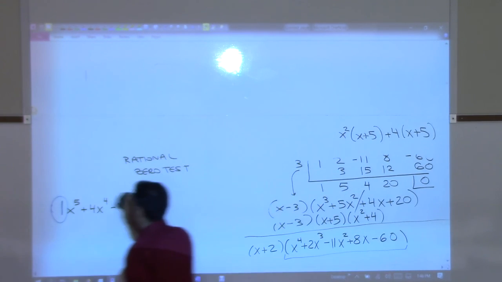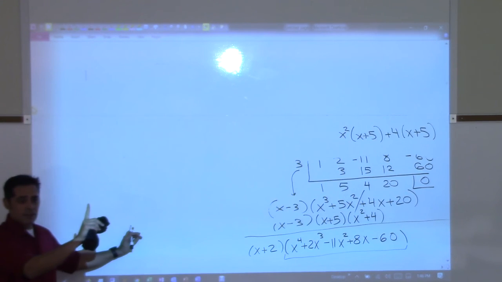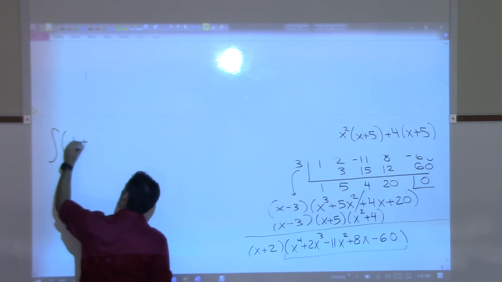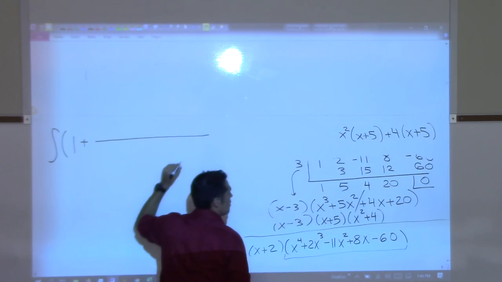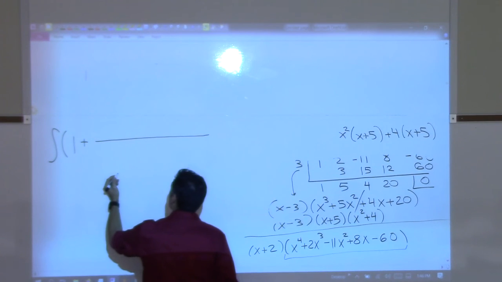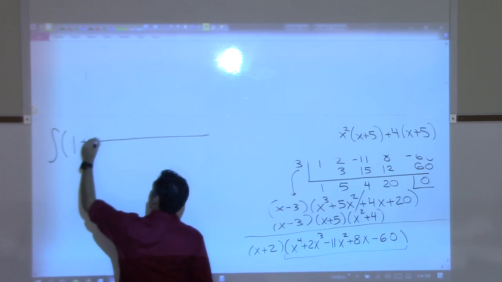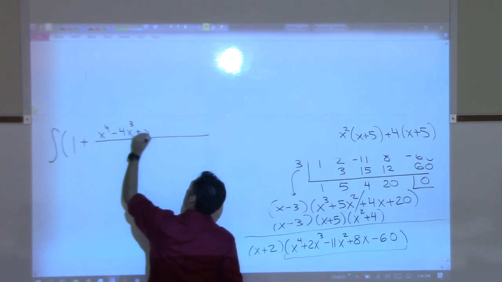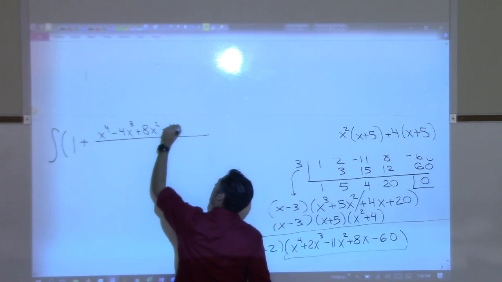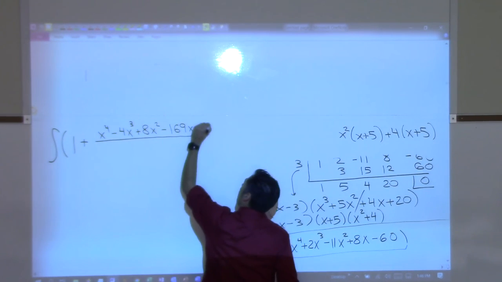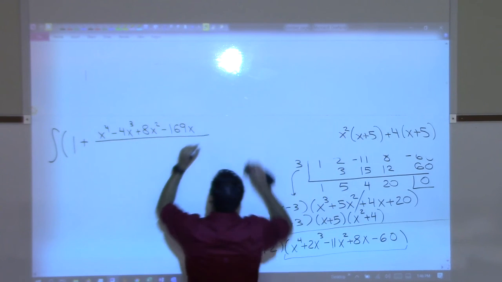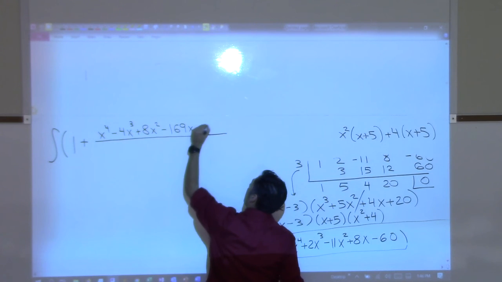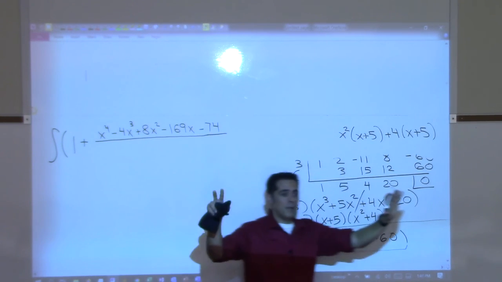So we had first started the problem. We did long division, and we had the integral of 1 plus, and then this, I erased it, so you're going to have to help me. What was the top? 1 plus x to the 4th, minus 4x to the 3rd, plus 8x squared, minus 169x, minus 193. Oh yeah, wait, minus 120. Oh, minus 74. Sorry. Minus 74? Okay. Do we have enough people agreeing?